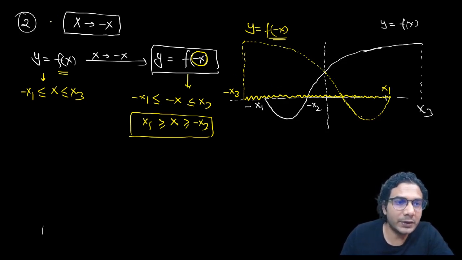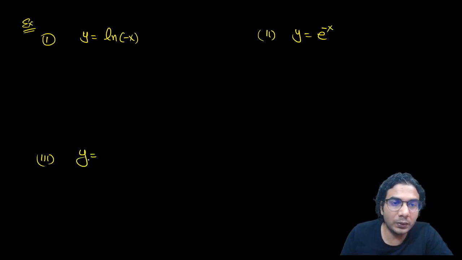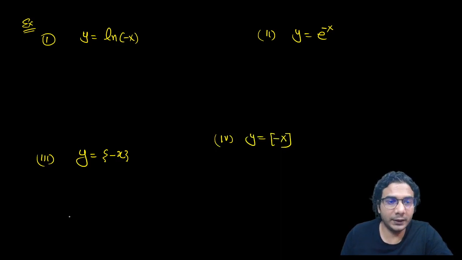Now let's do the examples based on this. First example: if you put minus x in x square, there won't be any change, so let's leave that graph. I'll take other graphs in this case. y is equal to minus of ln x. Second, y is equal to e raised to minus x. And one more example: do you know the graph of the fractional part? So I'll take y is equal to minus of the fractional part of x. And fourth, y is equal to minus of the greatest integer of x. All right.